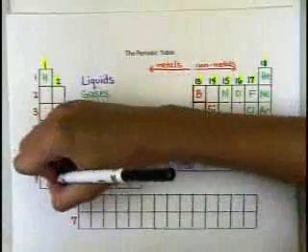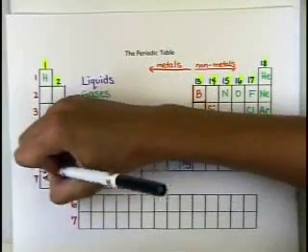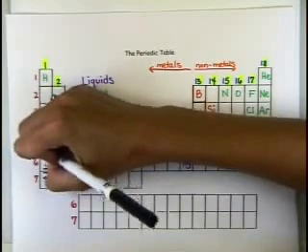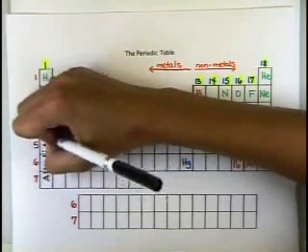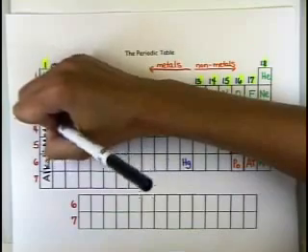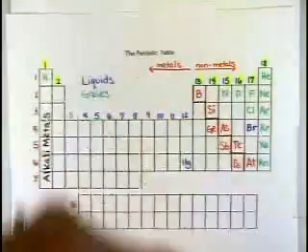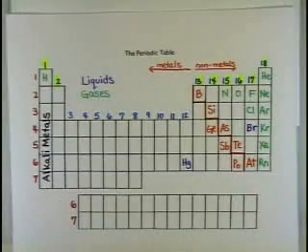Family 1, to the far left of the periodic table, is known as the alkali metals family. The only exception is hydrogen. Hydrogen sits on top of this family because it shares a similar electron distribution, but hydrogen is really a family of its own.